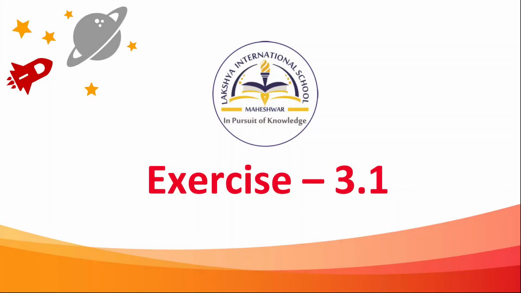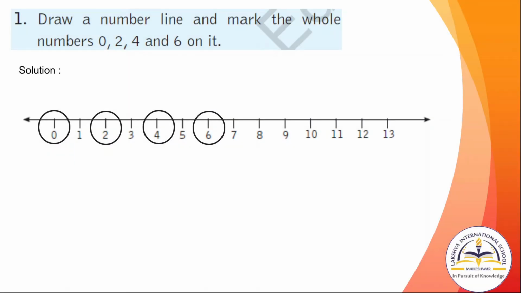Now on the basis of these concepts, we will solve exercise 3.1. Question number 1: draw a number line and mark the whole numbers 0, 2, 4 and 6 on it. Our solution is, first we will make the number line which starts from 0 and goes on, up to whatever number is given. Now we have to mark 0, 2, 4 and 6. So we will mark 0, 2, 4 and 6. Like this you have to solve this question.